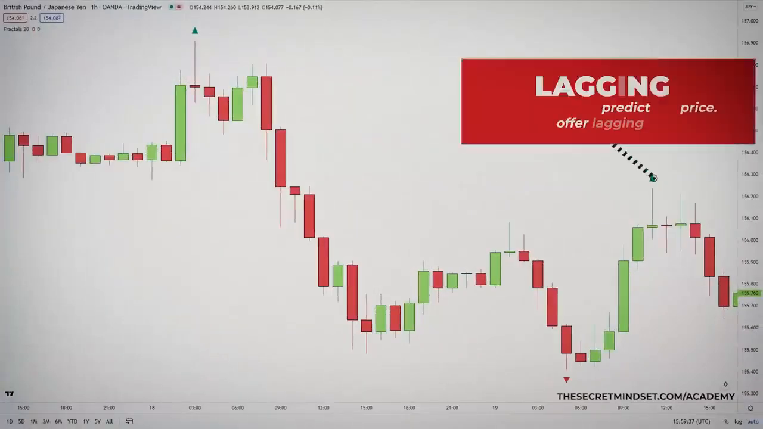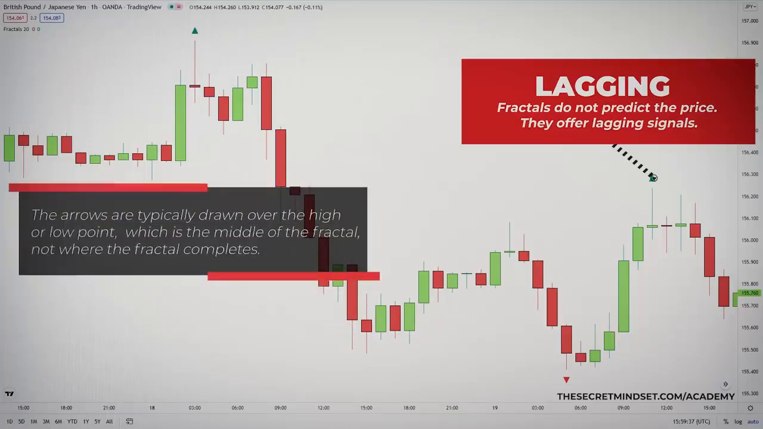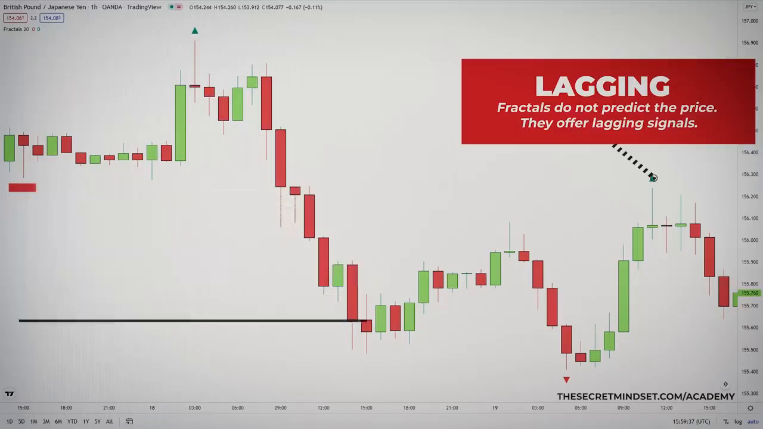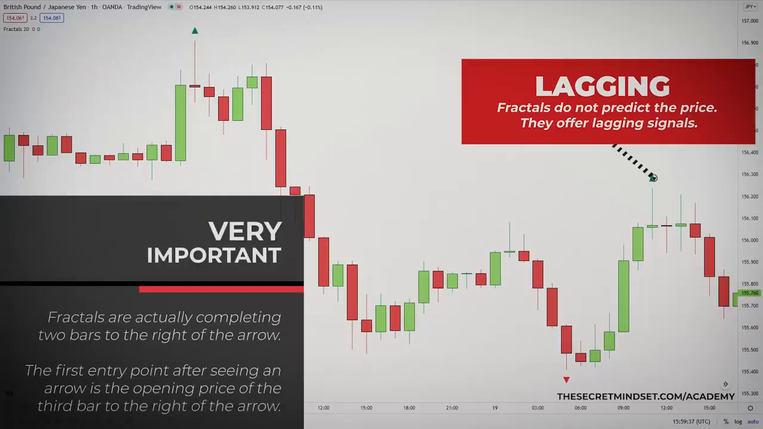Now let's be clear, fractals don't predict the price. They offer lagging signals. The arrows for the pattern are typically drawn over the high or low point, which is the middle of the fractal, not where the fractal completes. Therefore, the arrows can be visually deceiving, so be careful, since the pattern is actually completing 2 bars to the right of the arrow. The first available entry point after seeing an arrow is the opening price of the 3rd bar to the right of the arrow.